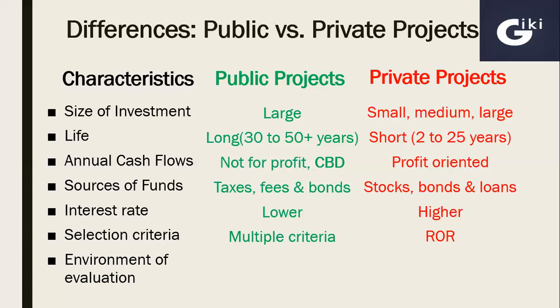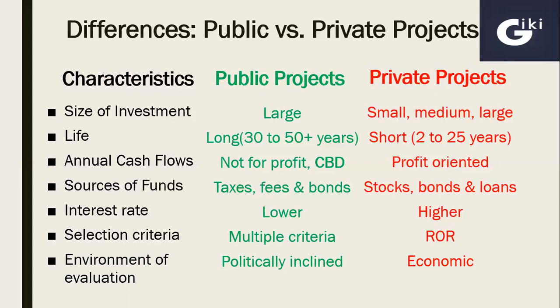Then finally, the environment of evaluation. In the case of public sector projects, the environment of evaluation is politically inclined, and in the case of private sector projects, the environment of evaluation is only economics. Even though a public sector project has met all economic criteria, it may not be implemented due to some political issues.